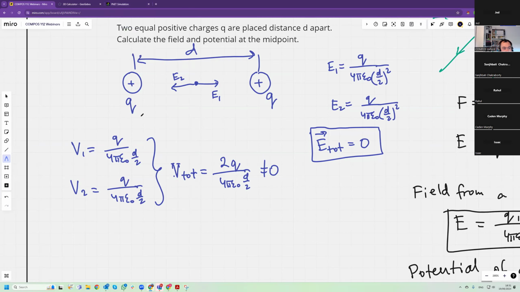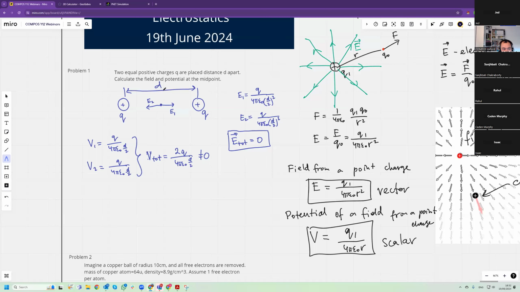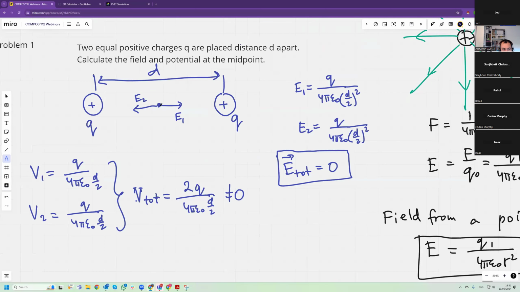Now, even though at this particular point the field is 0, the potential is not. And if you release the particle, it will gain energy from the field.